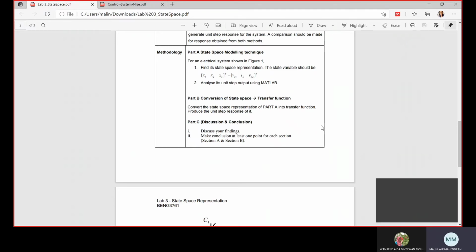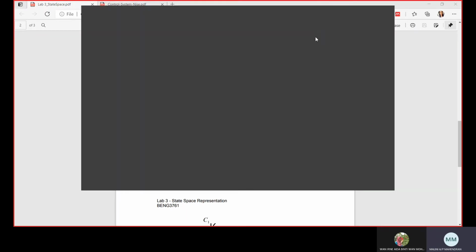Now my partner Wan Irni Aida will be showing the output that we got using the MATLAB coding and also the Simulink. We did it using two methods. So let's see what results we got. Wan, you can proceed now. Okay, thank you, Mal. Now I'll be showing part A for MATLAB.